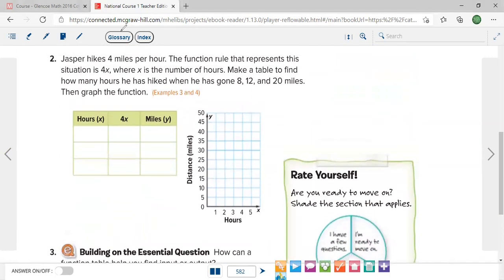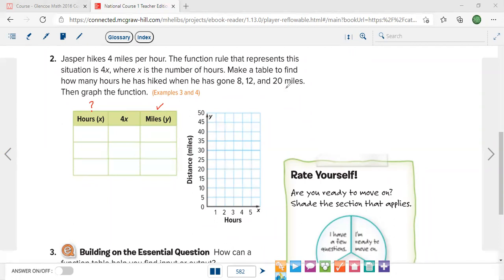In problem number 2, Jasper hikes 4 miles per hour. The function rule that represents this situation is 4x, of course 4 times the number of hours, where x is the number of hours. Make a table to find how many hours. How many hours means we need the x, which means we need the input. So we will give you the miles, the output. Make a table to find how many hours he has hiked when he has gone 8, 12, and 20 miles.